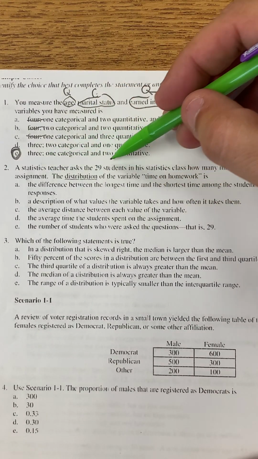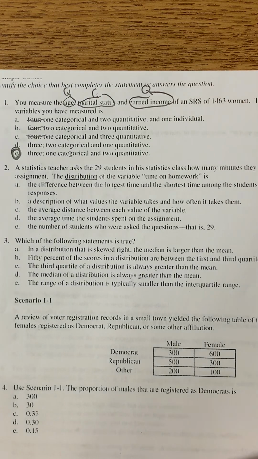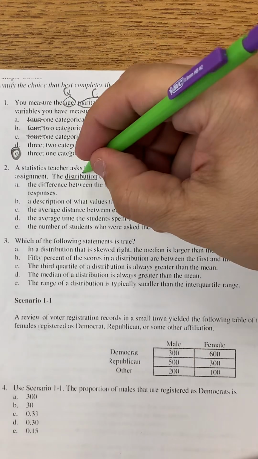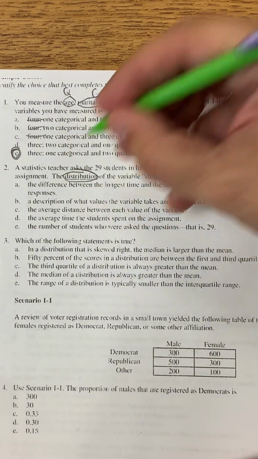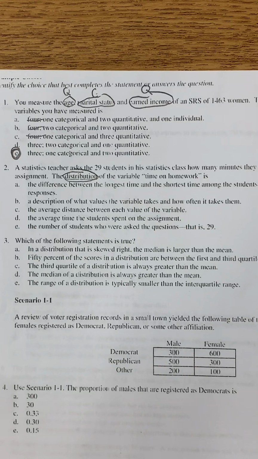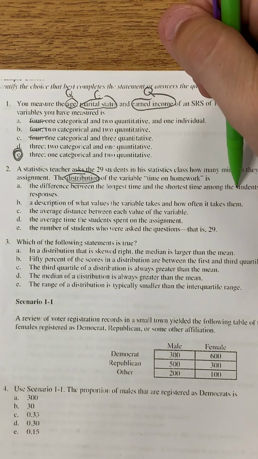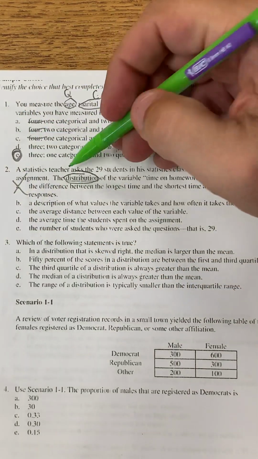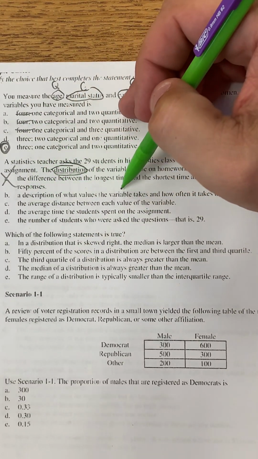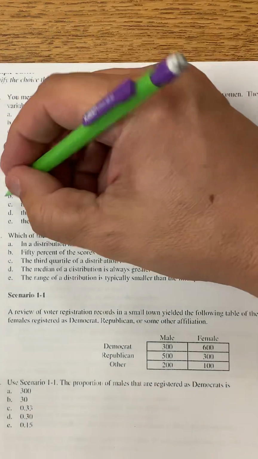A statistics teacher asked 29 students in a statistics class how many minutes they spent on their homework assignment. The distribution of the variable of time on homework is blank, and this is how they do a vocab problem and ask you for the definition of distribution. So distribution is what happens and how often it happens. So what is the number, and then how many do we get of that? The difference between the longest time and the shortest time, that's range. Good Lord, I hope you don't put that answer. The description of what values the variable takes and how often it takes them, boom, that's it.